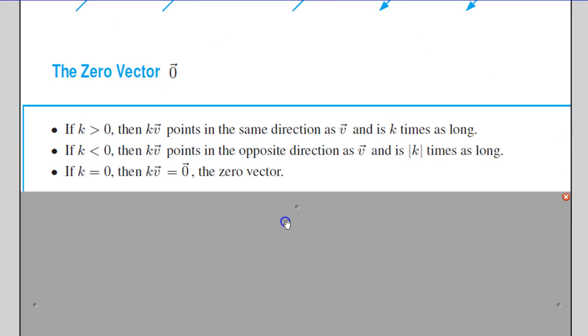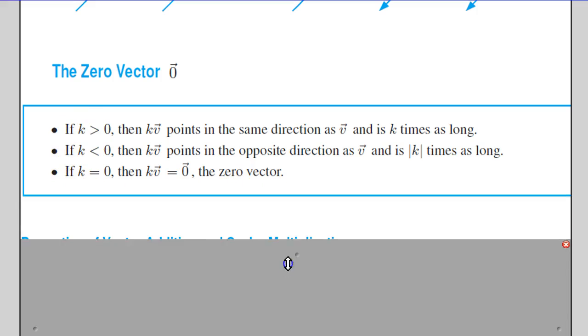So here's a little chart to help you remember the results of scalar multiplication, where k is any number. In this case, this tells you what happens when k is positive, when k is negative, and when k is equal to 0.